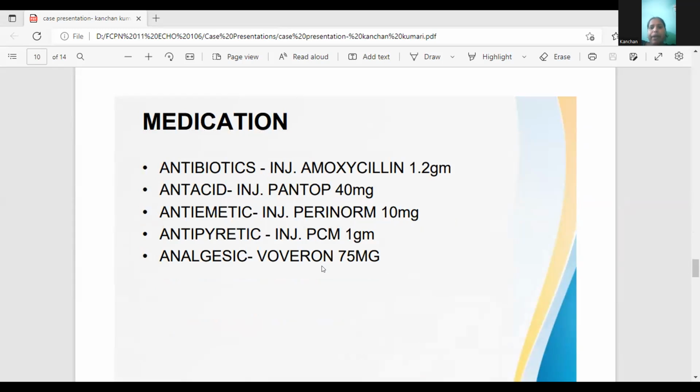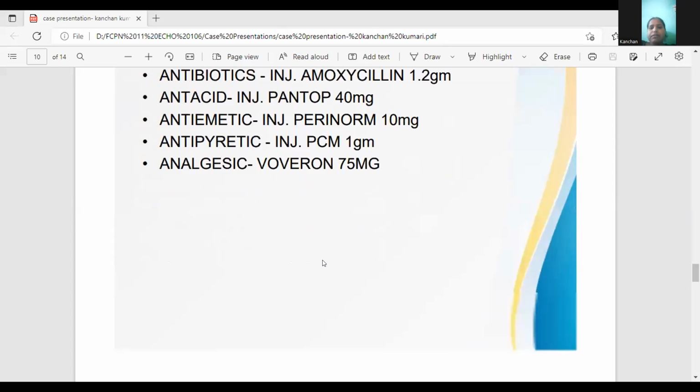Medications are: antibiotic injection amoxicillin 1.2 gram, antiemetic injection Pantop 40 mg, antiemetic injection Perinorm 10 mg, antihypertensive injection, PCM 1 gram, analgesic Voveran 75 mg.